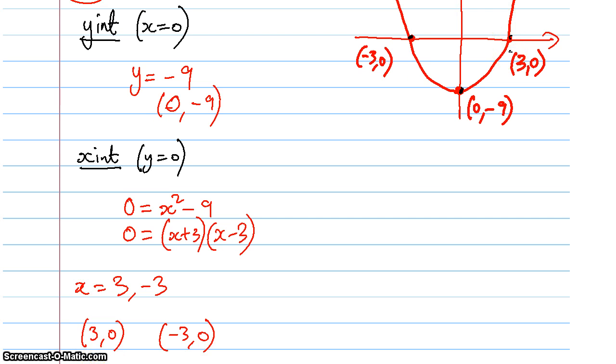Now to find the turning point, if I add negative 3 and 3, that's going to be 0, and 0 divided by 2 is still 0. So I'm actually going to get this point. That is the axis of symmetry there. That is the turning point at that point there.